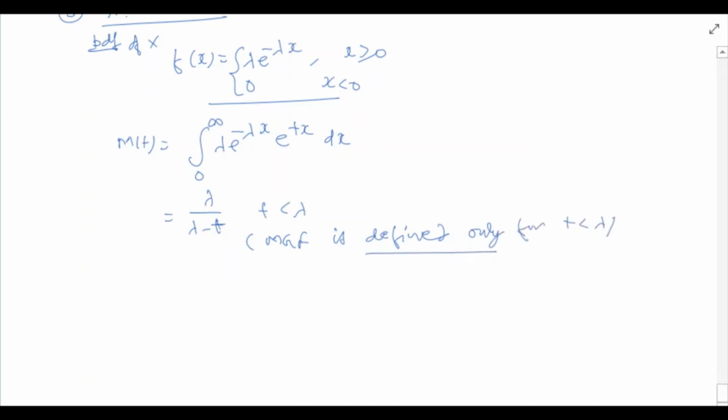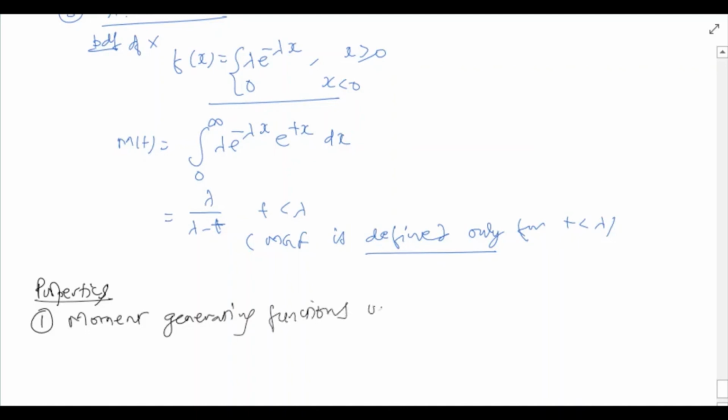Let us now see a few properties of moment generating functions. The first property is, like probability generating functions, moment generating functions also uniquely determine the distributions.